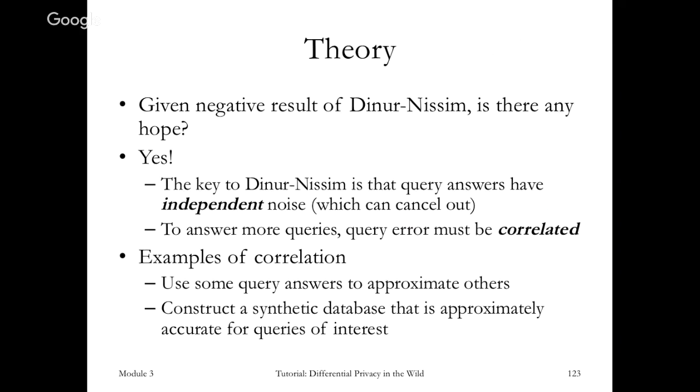Intuitively, if I've already answered a very similar query, maybe I can just approximate the answer to a new query based on the queries I've already answered. Another way you can generate correlated noise is by synthetic database construction. I'll construct a single database that's approximately accurate for all the queries of interest. Of course, the errors in those queries might be correlated because they're all based on this one synthetic data set.